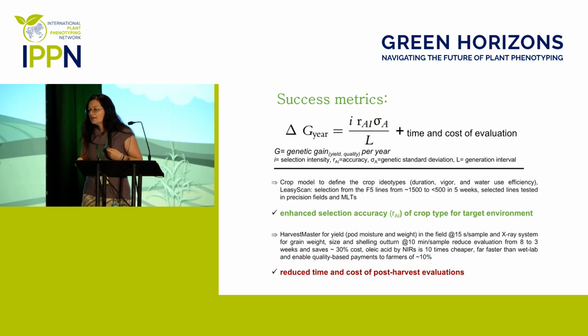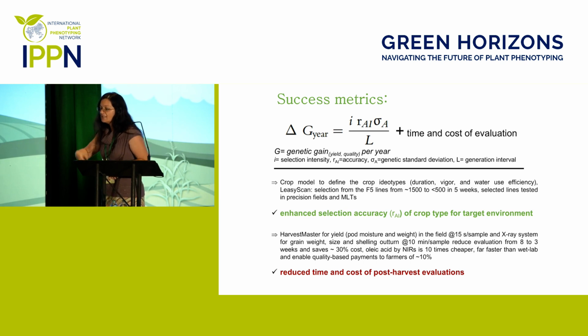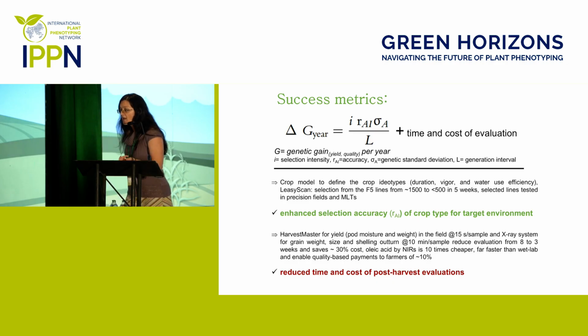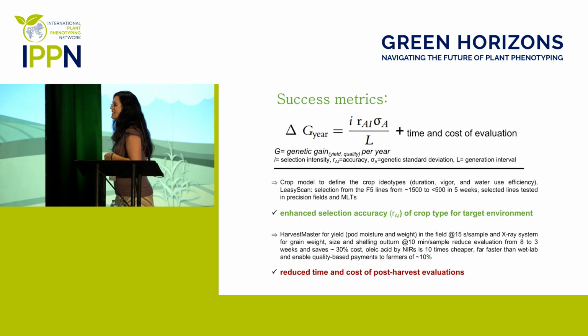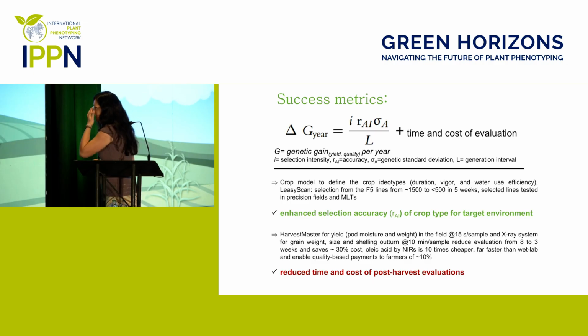It's the function of the selection intensity, selection accuracy, heritability, and the speed of generation advancement. Of course, time and cost of the evaluation when we go from one generation to another matters immensely. This is a little bit busy, but you can read it later if you want.